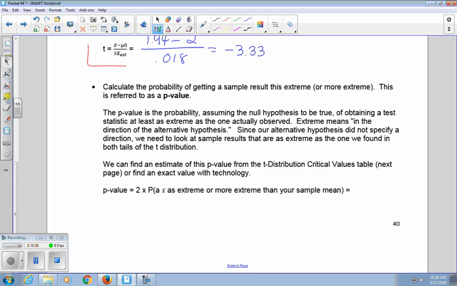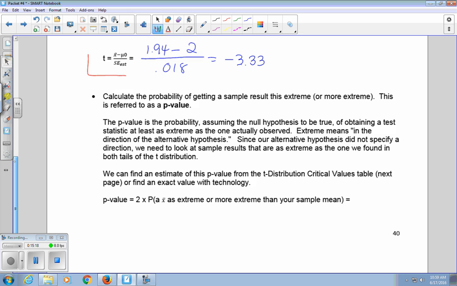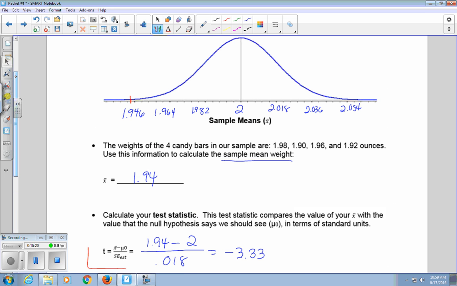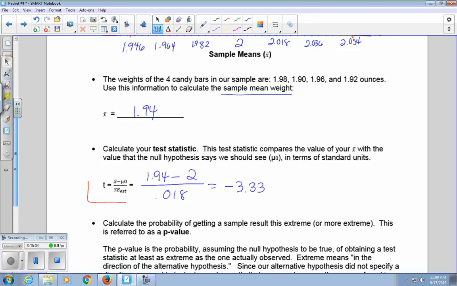Since our alternative hypothesis did not specify a direction, we need to look at the sample results that are as extreme as the one we found in both tails. So just sliding back up here, we're talking about also this tail. Oops, let me do that in red. This tail over here, okay? We're talking about both tails. We're going to have to look at the probability of observing something in either one of those tails.